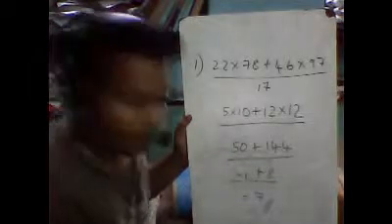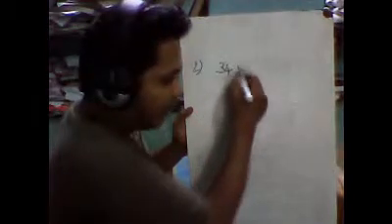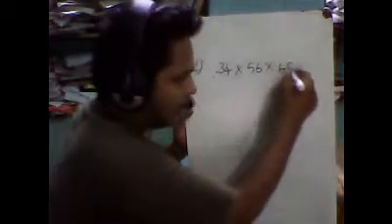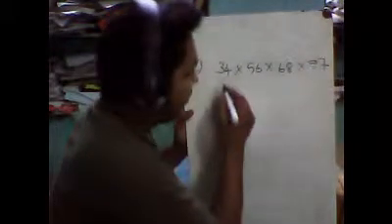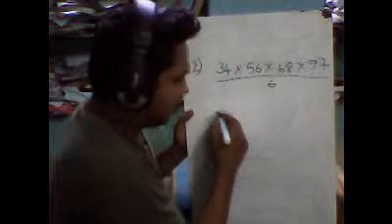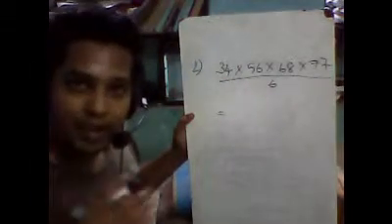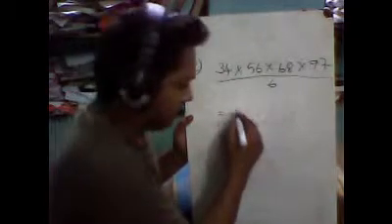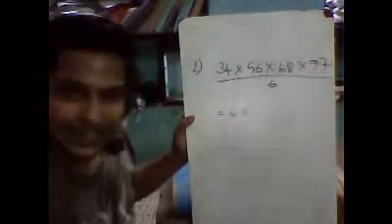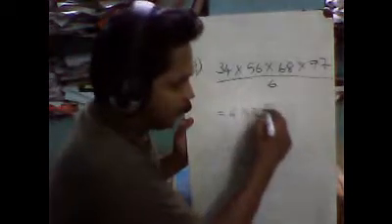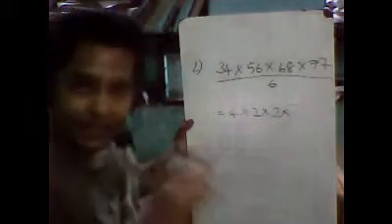Let us look at the second problem. The second problem is, what is the remainder when 34 into 56 into 68 into 77 is divided by 6? This is the same as taking individual remainders. The remainder of 34 when divided by 6 is 4. The remainder of 56 when divided by 6 is 2. The remainder when 68 is divided by 6 is 2. The remainder when 77 is divided by 6 is 5.